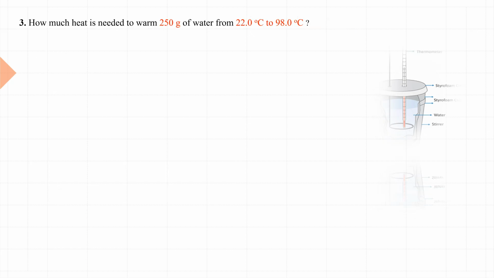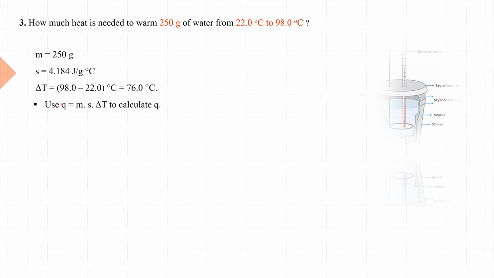Question 3. How much heat is needed to warm 250 grams of water from 22 degrees Celsius to 98 degrees Celsius? Again, let's define the values. Mass is 250. The substance is water, so the water specific heat is 4.184 joules per gram per degree Celsius. Delta T, final minus initial, is 76.0 degrees Celsius.